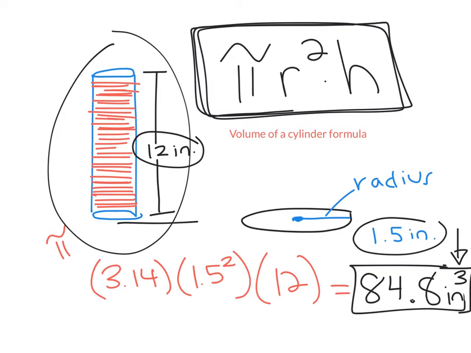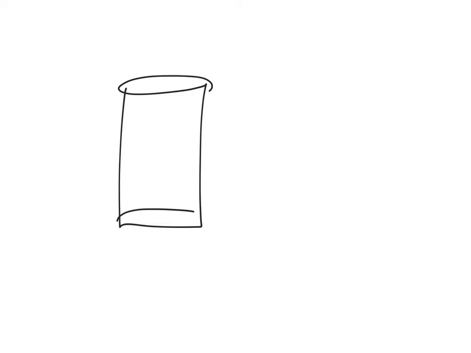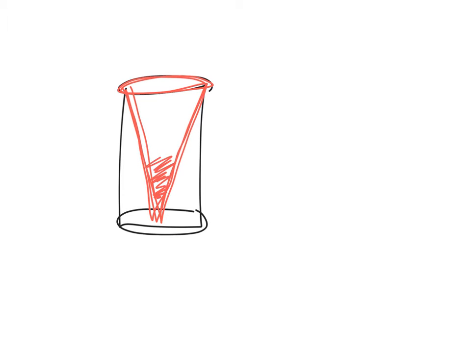Now, there's one other thing I want to teach you. We just talked about cylinders. So we have a cylinder, okay? Awesome. There's one more thing I want to talk to you about. Instead of the cylinder, I'm going to take the cylinder and turn it into a cone. Try to draw this as best you can. And I want you to even shade in the area of where the cone would be inside the cylinder.